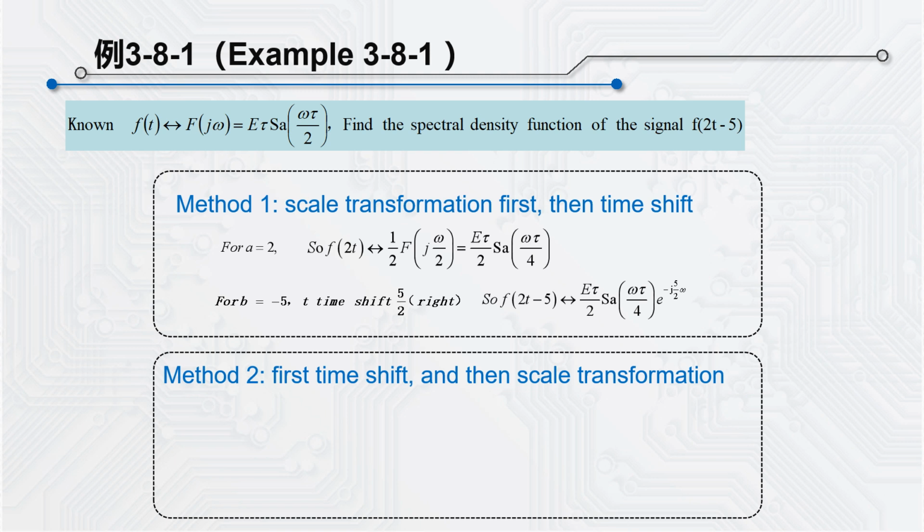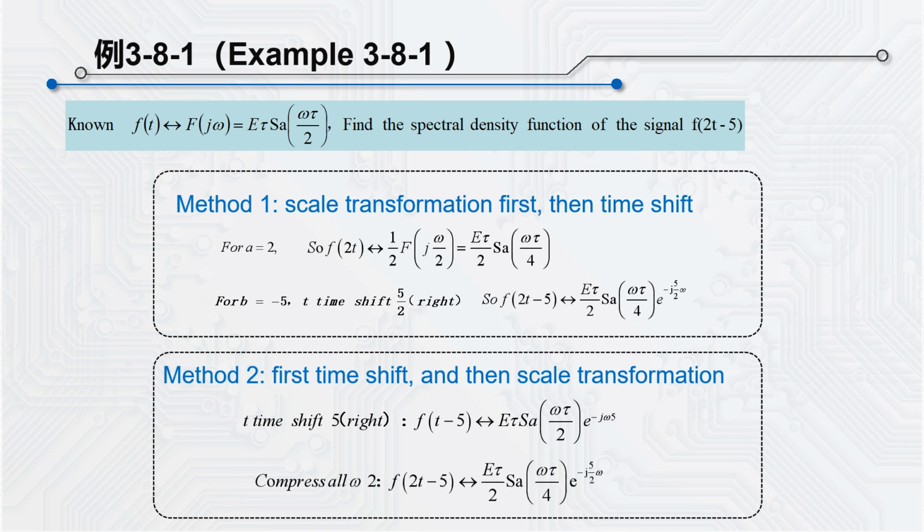Let's look at the other method. Shift the time domain signal first and then scale it. First, we shift t 5 units to the right and multiply it by an exponential factor. Then we do scale transformation on it. The scale is 1/2. It is compressed to 1/2 of the original. Here we need to compress all of the spectral density function that has been time shifted. Then we can get its spectral density function. By comparing the two expressions, obviously the spectral density functions are the same.